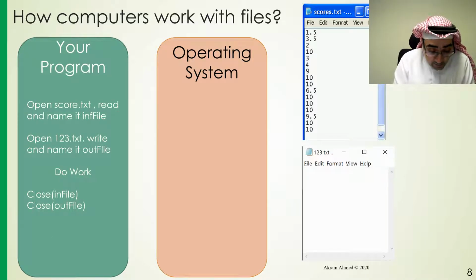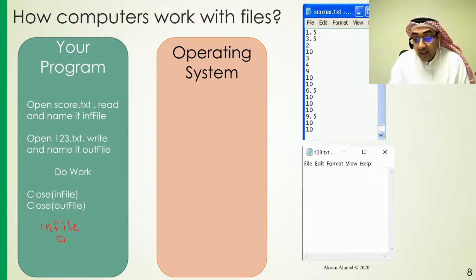So what happens when you actually open scores.txt? We said you will have an in file over here, okay? This is a pointer variable, and this variable is going to be pointing at the file that is in the hard disk. So this is the file that is in the hard disk, for example. So you will have an in file, a pointer that is going to be pointing over here. Now actually, that's not true. You don't point actually to a file directly. Why? Because the operating system is the one who handles files.